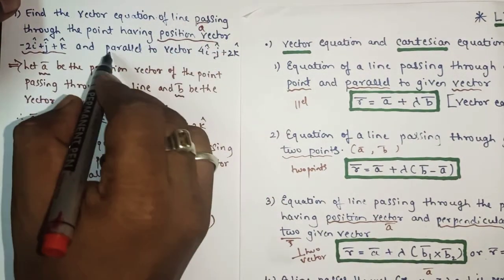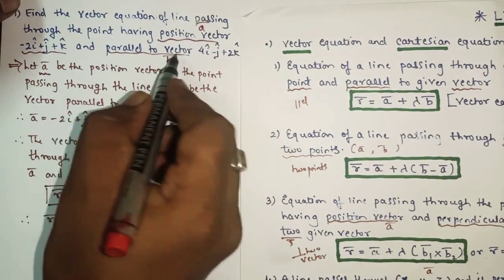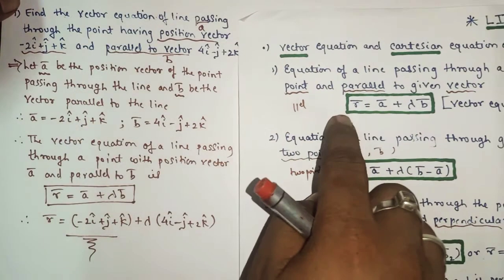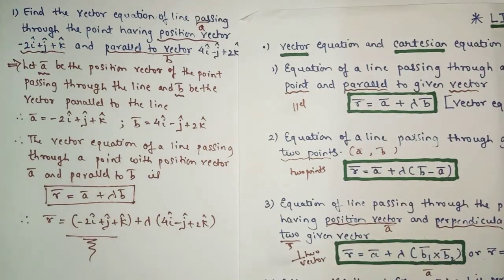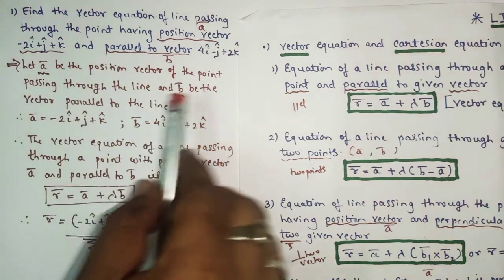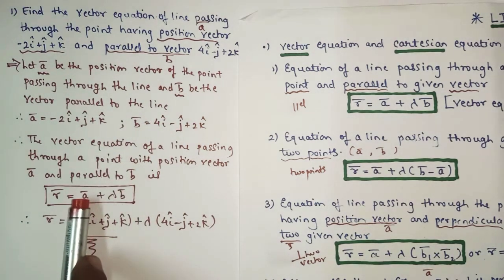A bar. Parallel to the vector is known as B bar. So the formula is what? R bar equals A bar plus lambda B bar. So write the sentence statement, and then apply the formula, substitute the vectors. Okay.